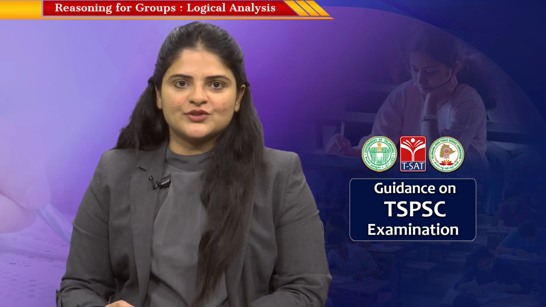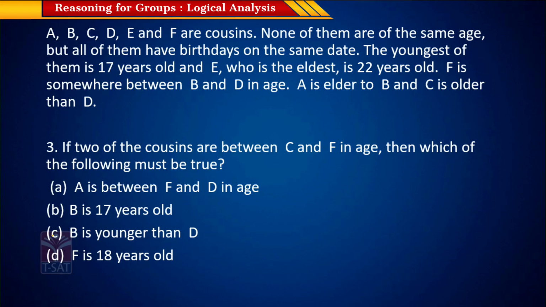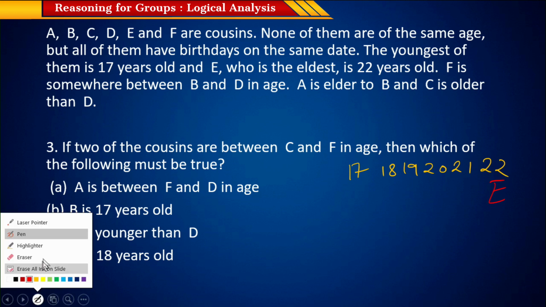Let's look at the next question. Based on this information, we have the third question that says that if two cousins are between C and F, then which of the following must be true? Okay, so you have cousins who are 17, 18, 19, 20, 21 and 22. You know that E is always going to be at this position. E is always 22.